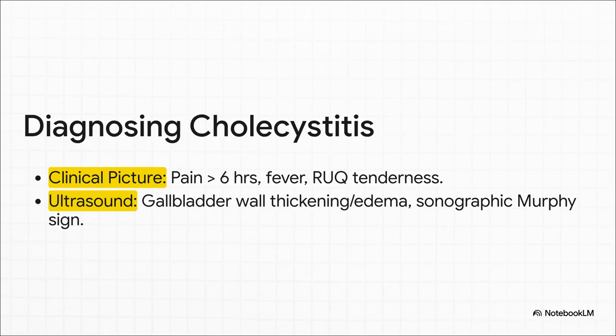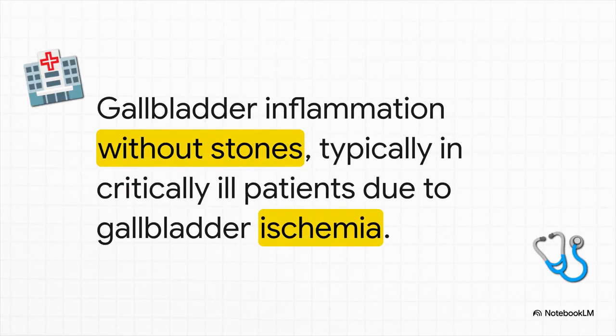You'll see direct signs of inflammation, like a thickened, swollen gallbladder wall, maybe some fluid around it, and you can even do a Murphy sign with the ultrasound probe, which is super specific. Now here's a curveball you have to know about. You can get cholecystitis without any gallstones. This is called acalculous cholecystitis, and you see it in really sick patients, usually in the ICU. The idea is that their gallbladder just isn't getting enough blood flow, and that leads to inflammation all on its own. It's a tricky diagnosis to make.